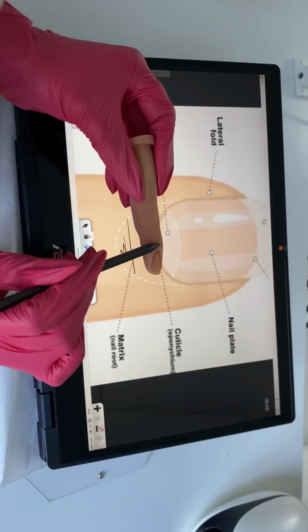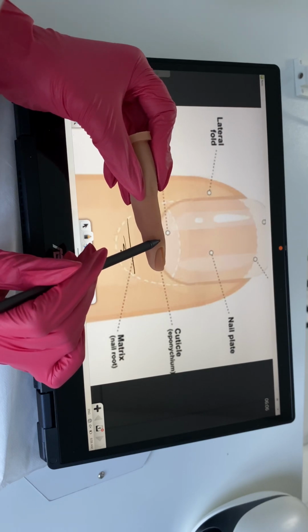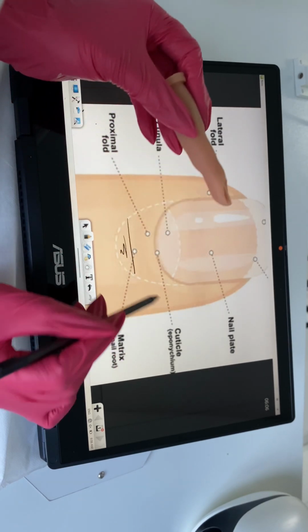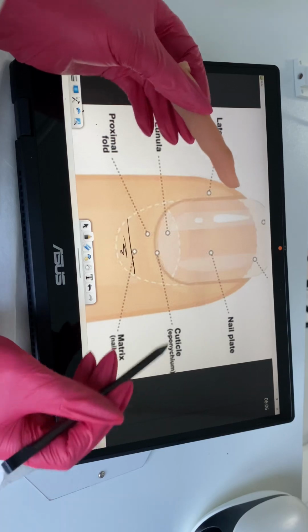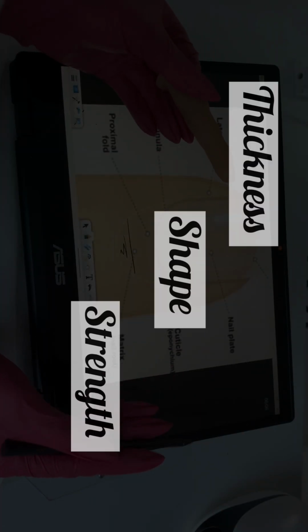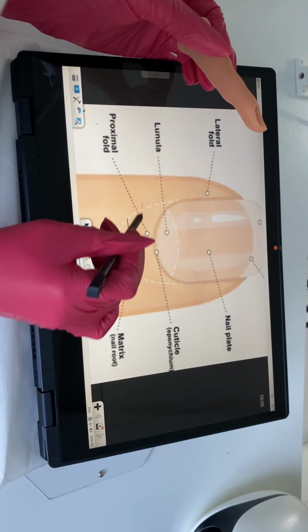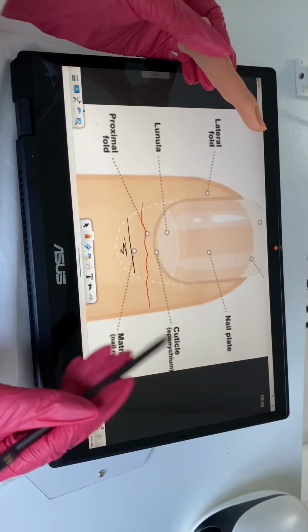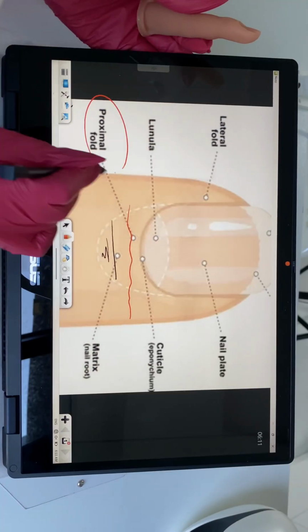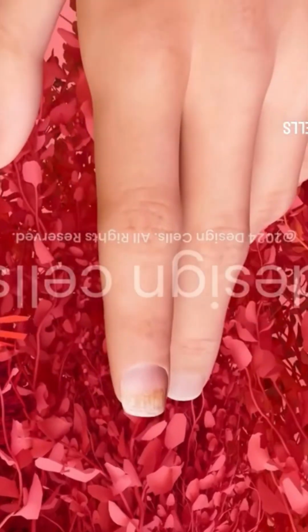This is where nail cells called onicoblasts are produced, and the health of the matrix decides the thickness, shape, and strength of the nails. Next is the proximal nail fold, the nearest to the matrix. This area covers and shields the matrix, stopping dirt, bacteria, and fungi from entering the nail's growth zone.